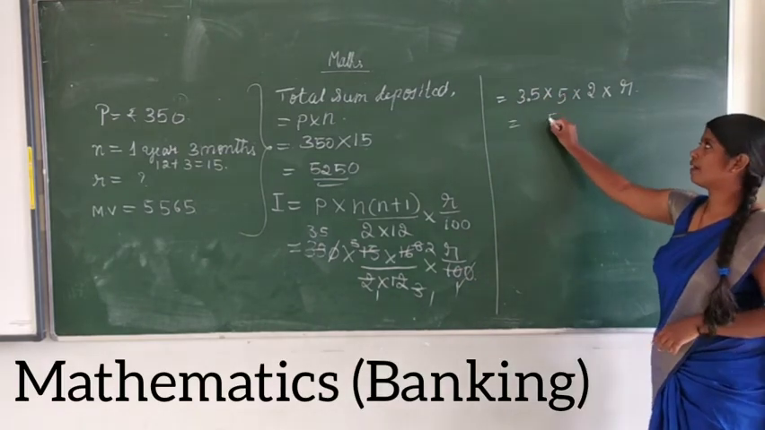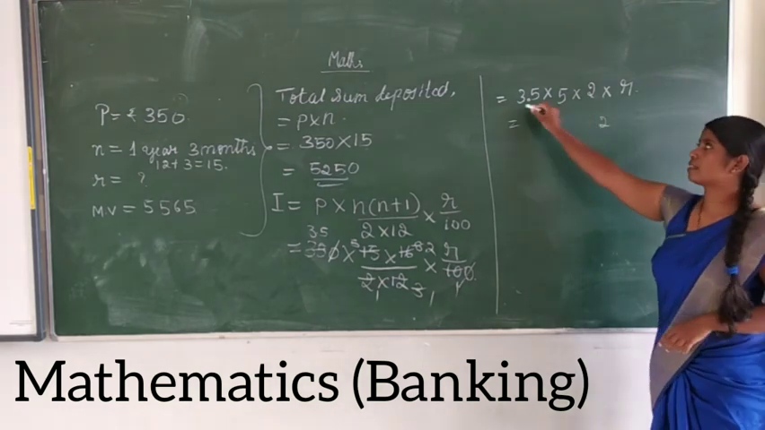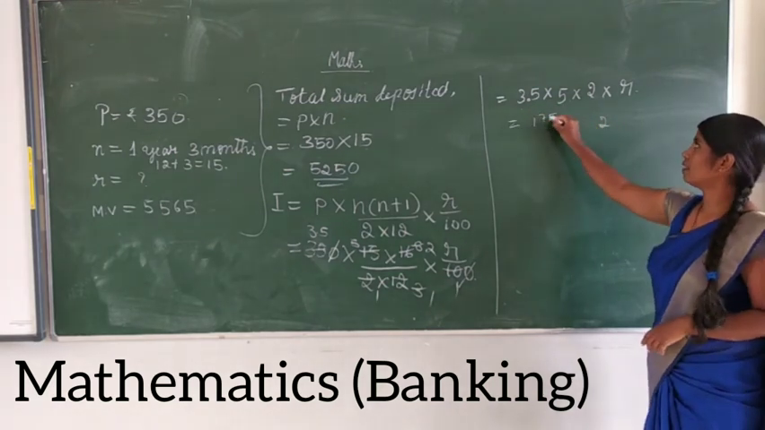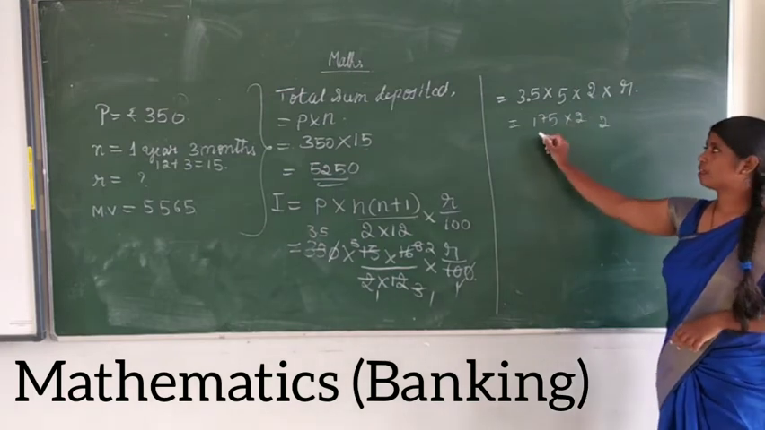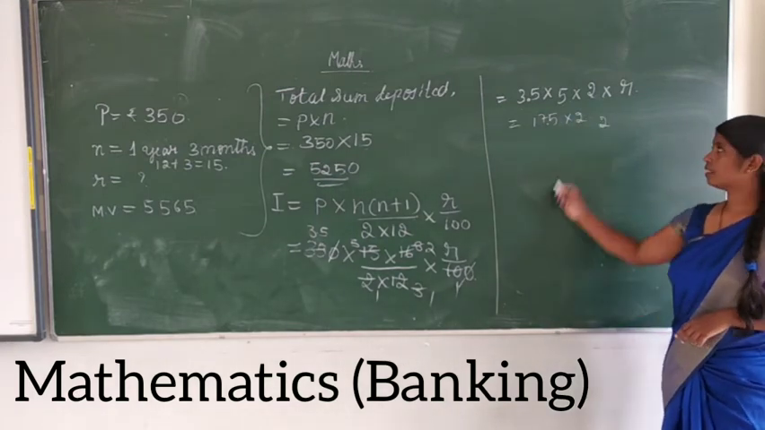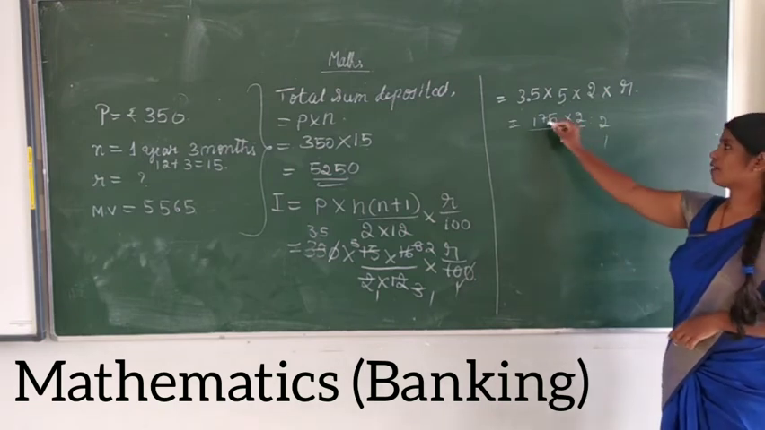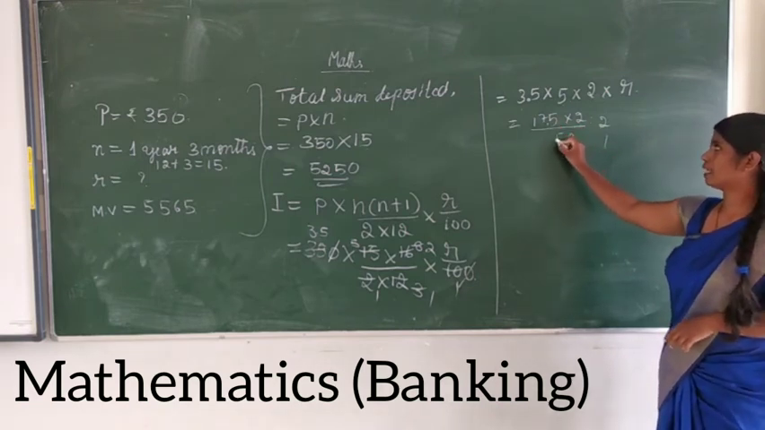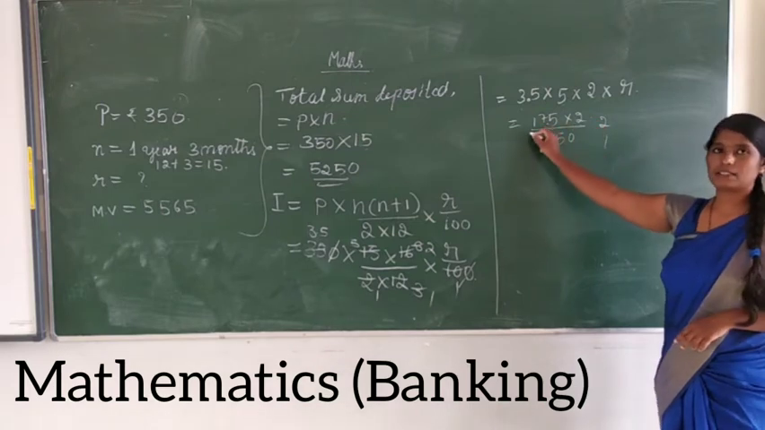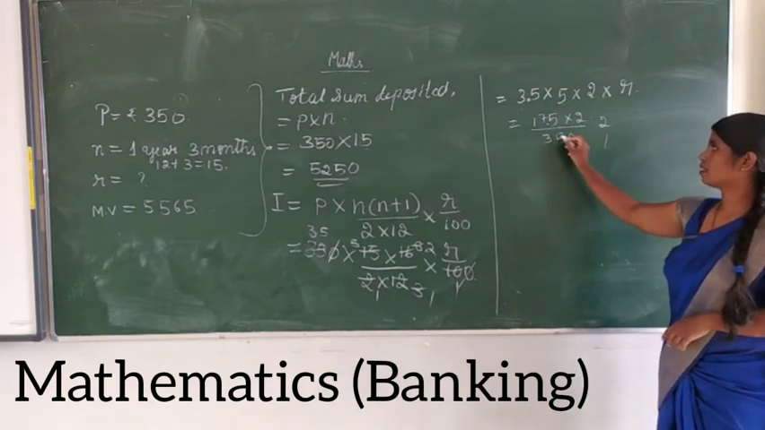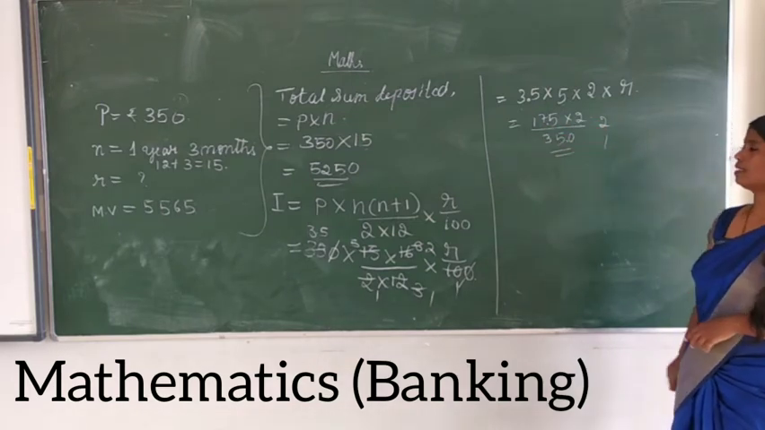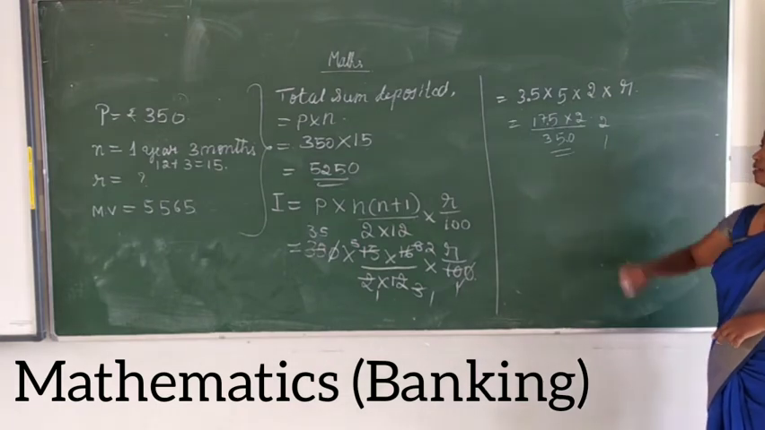5 5s are 25, 2 is carried, 10. 5 3s are 15 plus 2, 17, into 2. We have to put a decimal point. Then 2 5s are 10, 1 is carried. 2 7s are 14 plus 1, 15, 1 is carried. 2 1s are 2 plus 1 is 3. So here it is 0 and 35 R.